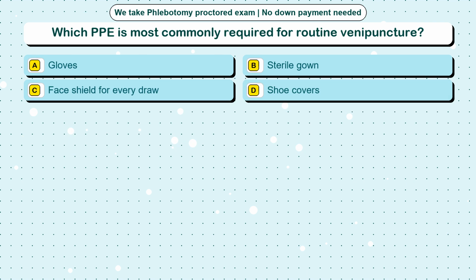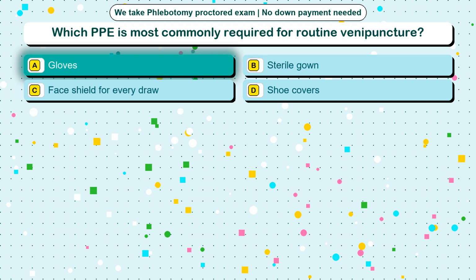Question 27. Which PPE is most commonly required for routine venipuncture? Option A, gloves. Option B, sterile gown. Option C, face shield for every draw. Option D, shoe covers. The correct answer is option A, gloves.